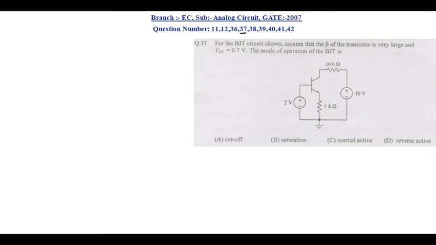Thank you. Next question is question number 37. Here we have to find out the region of operation of this BJT. In the question it is given that beta of the transistor is very large. That means IC current will be nearly equal to IE and IB will be nearly equal to 0 and VBE is given as 0.7 volt. Now we have to find out the mode of operation of this BJT.